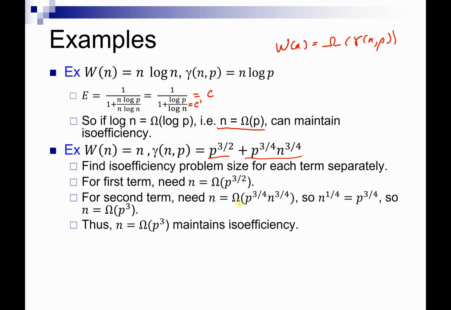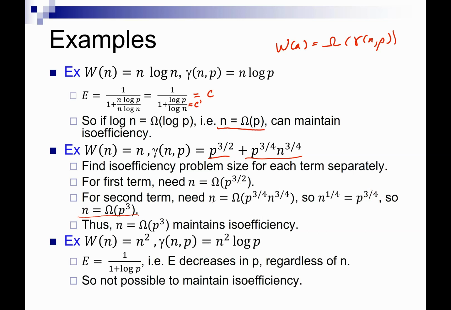Now here you need to simplify things a bit. You get that n to the 1/4 is equal to p to the 3/4, and so this implies that n needs to be omega of p cubed. The first term only needs n to be omega of p to the 3/2, so this term here is going to dominate. So we see that as long as n is omega of p to the 3rd power, you can maintain the same efficiency.